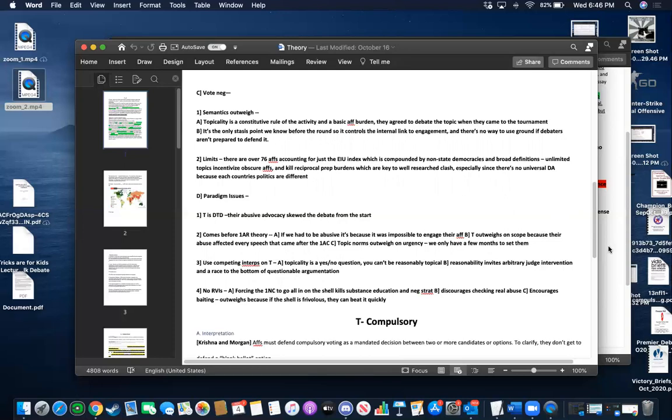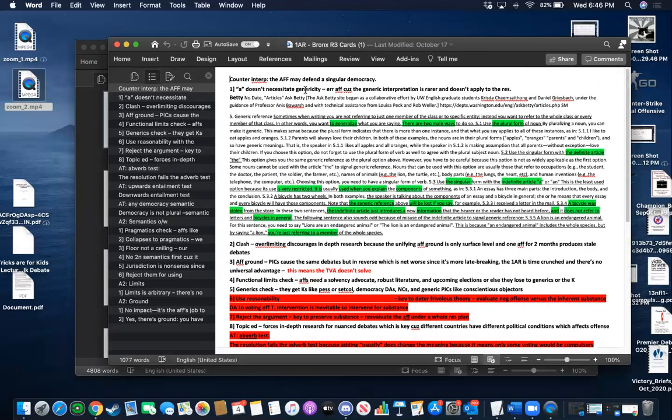That's pretty large for paradigm issues, but here is the counter interpretation to T, or theory. It'll look basically the same. Counterinterpret. The AF may defend a singular democracy. This is the card. It's basically a semantic I meet. These are common. Semantics is just like grammatical. So A doesn't necessitate genericity for the AF because the generic interpretation is rare and doesn't apply to the rest. And this is just like why the AF can specify.